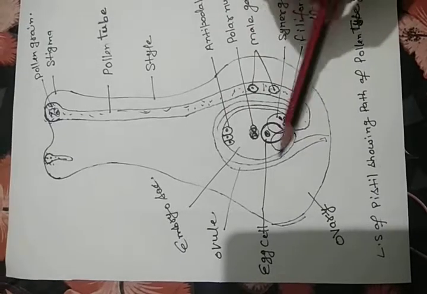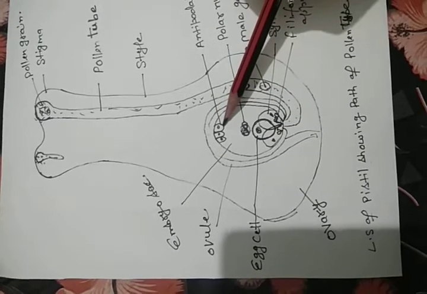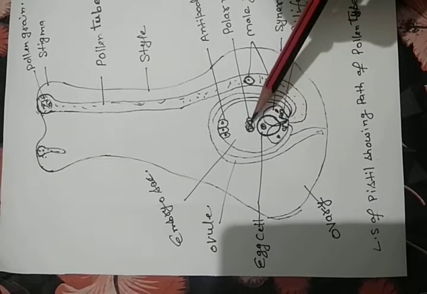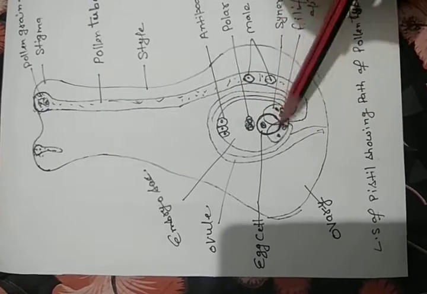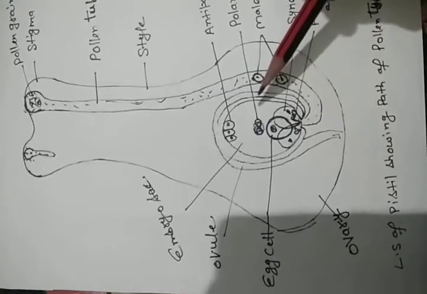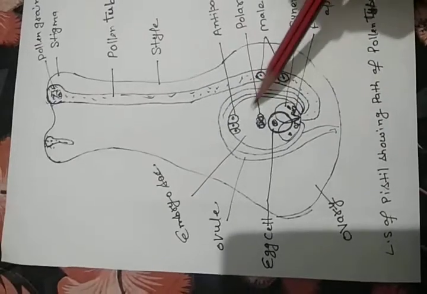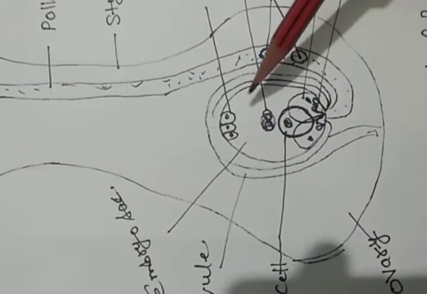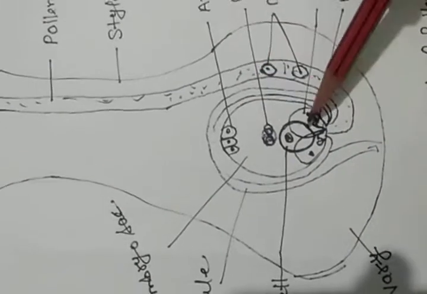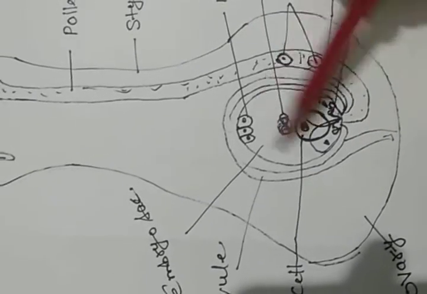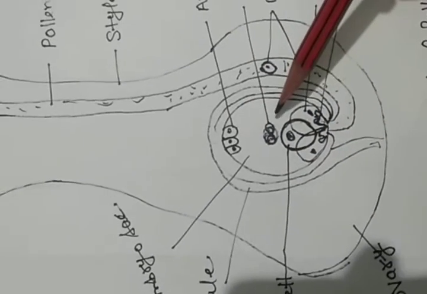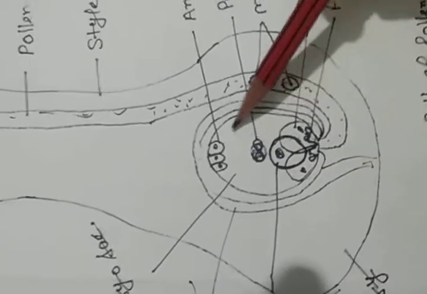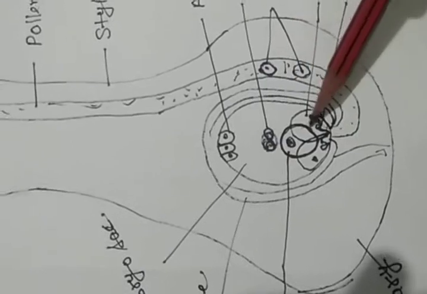So this embryo sac consists of 3 antipodals. There are 2 synergids and 1 egg cell, and there are 2 polar nuclei in this central cell. We know that this embryo sac is 7-celled and 8 nucleate condition, having 8 nuclei but 7 cells. There are 3 antipodals, 3 in the egg apparatus, and 1 is the central cell. So altogether there are 7 cells, but there are also 2 polar nuclei in the central cell. So this is the 8 nucleate condition.